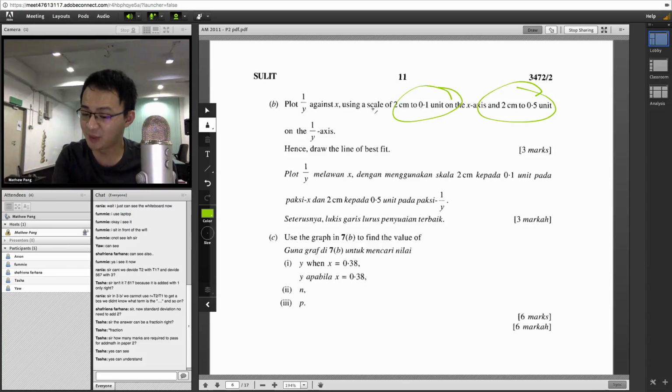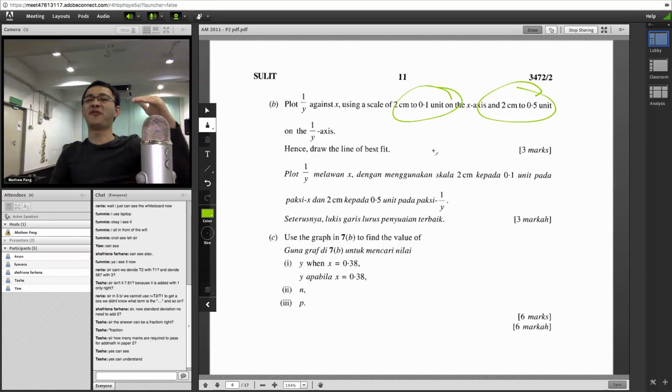That means on the x-axis is 0.1, 0.2, 0.3, 0.4, and for the y-axis, it's exactly like what I said just now. The y is 0.5, 1, 1.5, 2, 2.5, 3, and 3.5. Alright, and then you draw the best fit. After that, you need to solve this one. Maybe you wait for me a while, I can draw it out very fast.